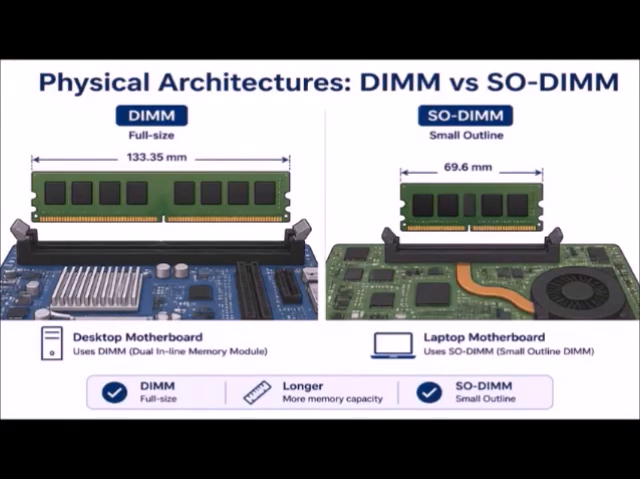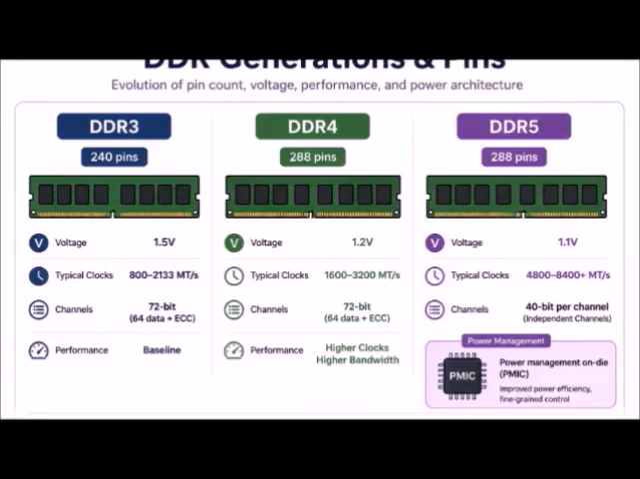Physical architectures. Desktops use full-size dual inline memory modules, DIMMs. Laptops utilize small outline SODIMMs. Generations and pins. DDR3 uses 240 pins. DDR4 uses 288 pins, operating at lower voltages, 1.2V, and higher clock ranges. DDR5 uses 288 pins with modified indexing channels. DDR5 relocates power management tasks from the motherboard to an onboard power management integrated circuit, PMIC.